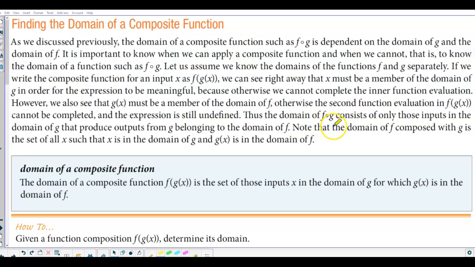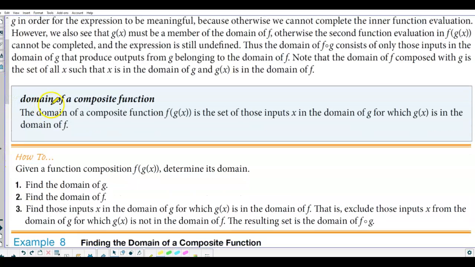Thus, the domain of f composite g consists of only those inputs in the domain of g that produce outputs from g belonging to the domain of f. Note that the domain of f composed with g is the set of all x such that x is in the domain of g and g(x) is in the domain of f. So, the domain of a composite function f(g(x)) is the set of those inputs x in the domain of g for which g(x) is then in the domain of f.